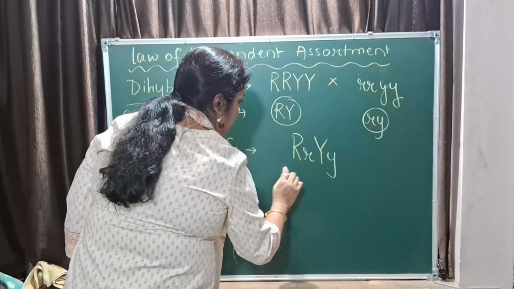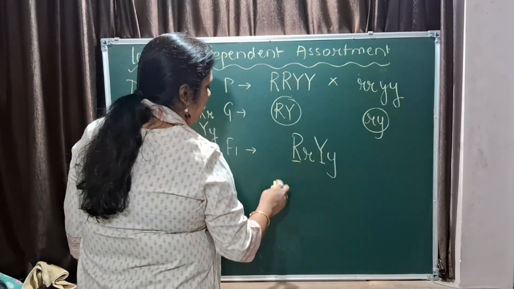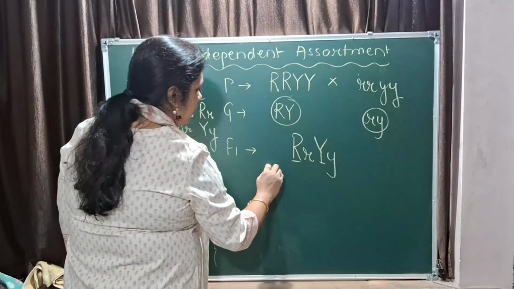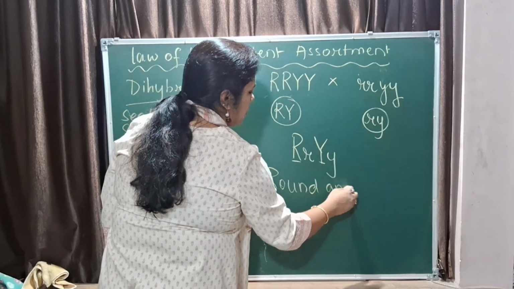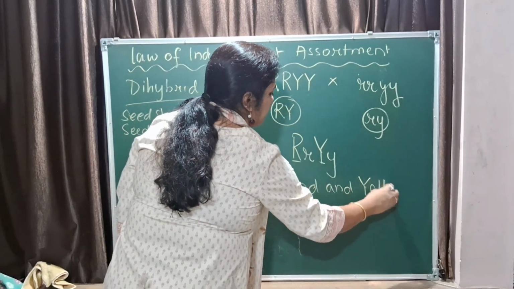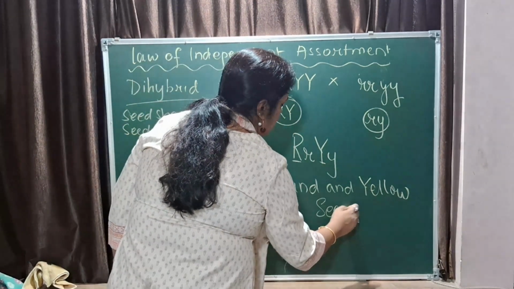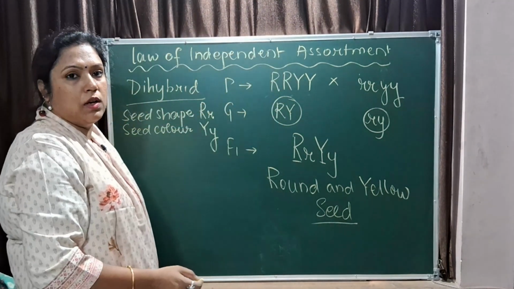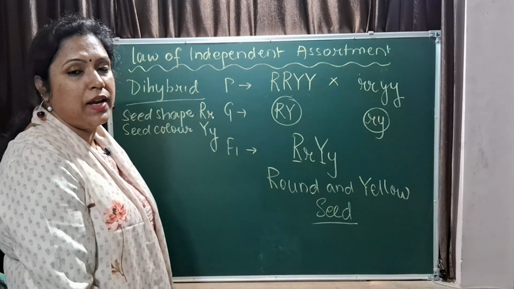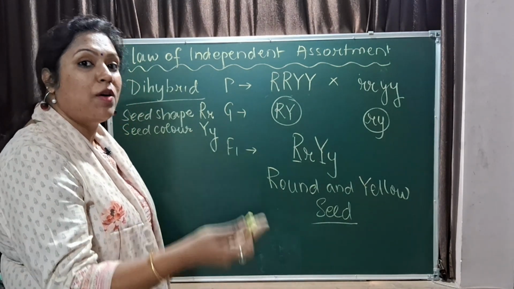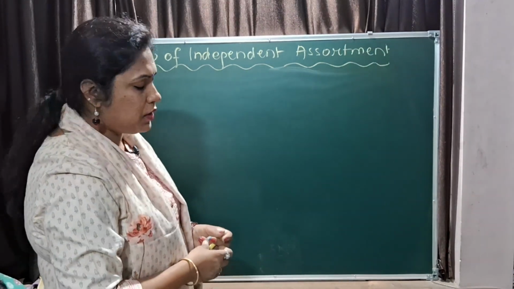F1 is heterozygous and it will always show the dominant trait. So it will be a round and yellow seed. Is that clear? Round and yellow seed. So this one is your F1. In F1 there is no ratio as such because all the plants will be of the same kind, displaying the law of dominance, that is the dominant trait will be expressed. Let's move to the F2 first.